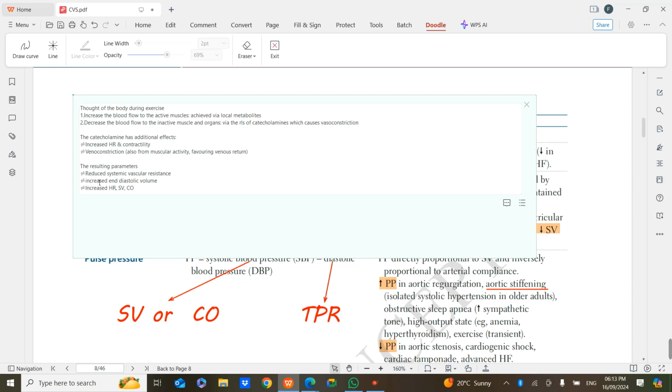So don't forget that we have some vessels that vasoconstrict. We also have some vessels that dilate. The vessels that you see in those actively exercising muscles, they dilate from the effect of those local metabolites. So you have more vasodilation than vasoconstriction. So when you look at the net effect, the systemic vascular resistance will drop.